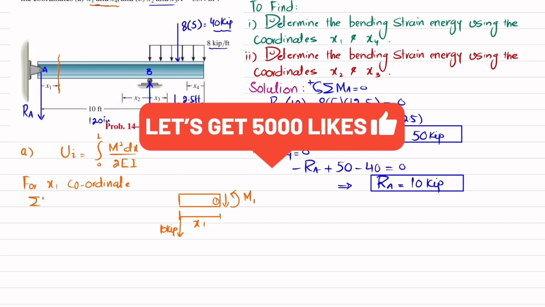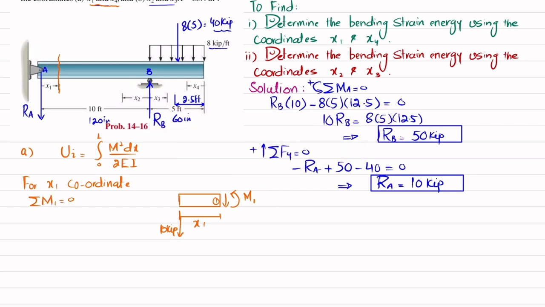Sum of all moments about point 1 is equal to 0, taking the counterclockwise moment as positive. Remember that this x1 is taken in inches. About point 1, the first moment is the reaction moment, which is counterclockwise, so I will write plus M1. The second moment about point 1 is this 10 kips times the perpendicular distance x1, and this is producing a counterclockwise moment.